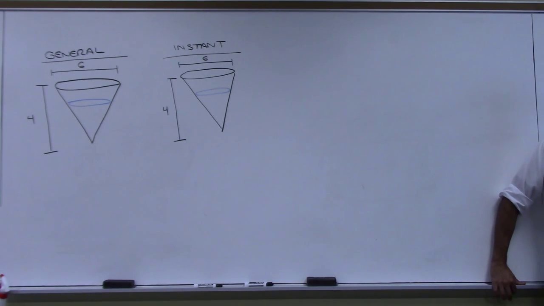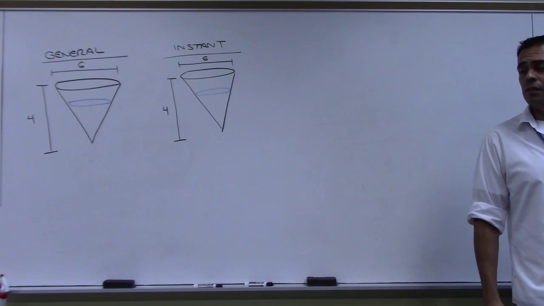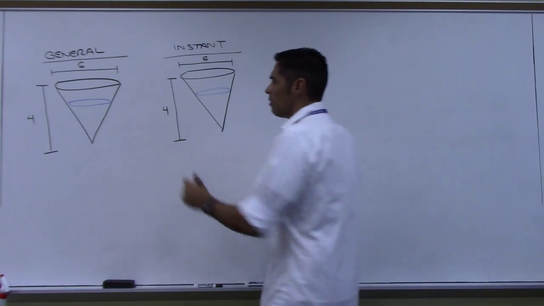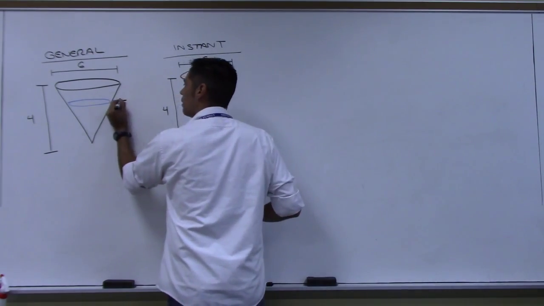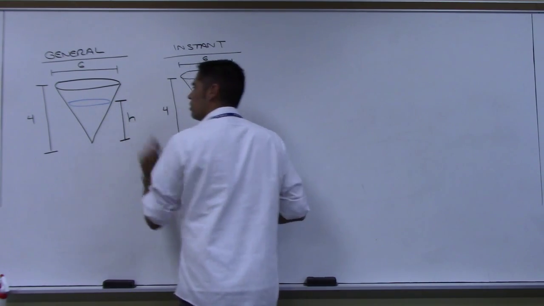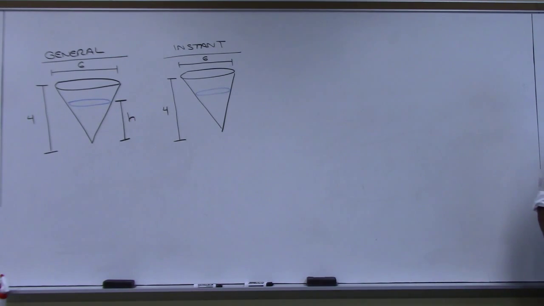H and R. So height of the water, because we're interested in the height, right? How fast is the water level rising? So we should label that water level. I'll label it right here. This distance is changing, so I will call it H. Agreed? And then what? And then the radius of the water, like the top of the water?